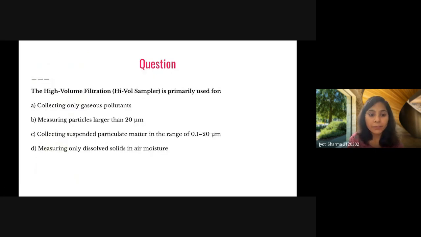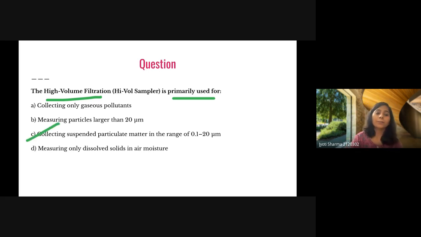Okay, the next method by which we can collect particulate matter is high volume filtration, and this is primarily used for: collecting only gaseous pollutant, measuring particles larger than 20 micrometer, collecting suspended particulate matter in the range of 0.1 to 20 micrometer, and measuring only dissolved solids in air moisture. Okay, so I'm getting C answer from Priscilla and Pradeep.